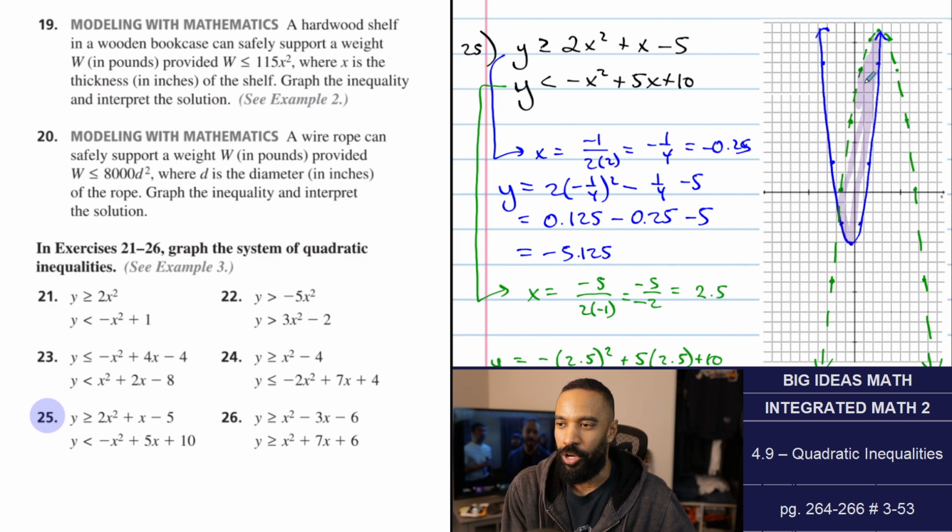So why am I shading here? I'm shading below the green, below the dotted line, below the second inequality. But I'm shading above the blue one, above the solid curve right there, above the top inequality. And this is the overlapping shaded region of those two. Very, very long, arduous graphs.